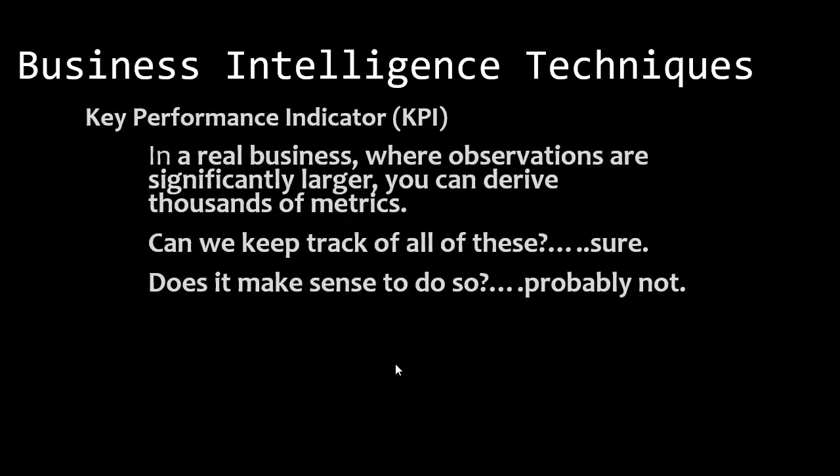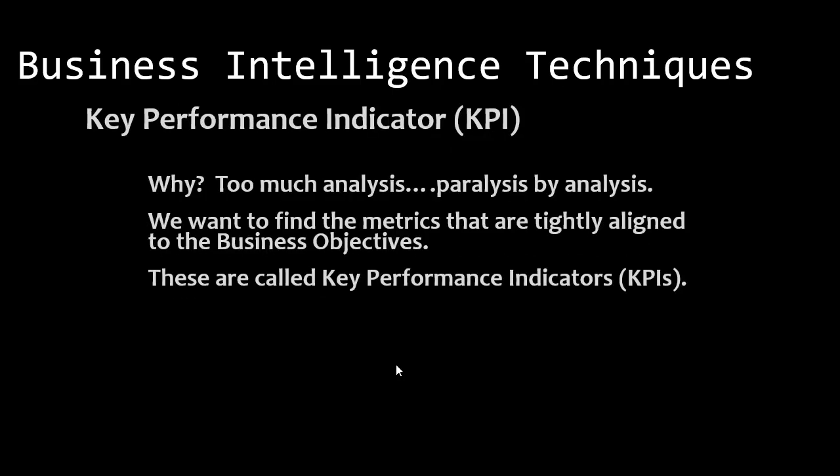In real business, where observations are significantly larger, you can derive thousands of metrics, thousands of them. Can we keep track of all of these? I guess we could. There's nothing stopping us from keeping track of all of them, but thousands of them, why? Does it make sense to do so? Probably not. Why? It's too much analysis. There's this term out there called paralysis by analysis, that we overanalyze everything, and we don't want to do that. We want to get to the metrics that are actually key to what we're trying to do. We want to find those that are tightly aligned to our business objectives.